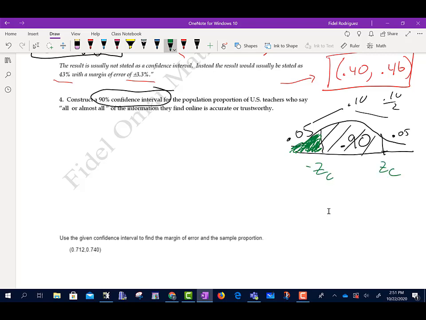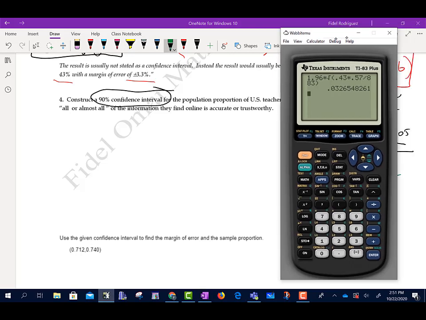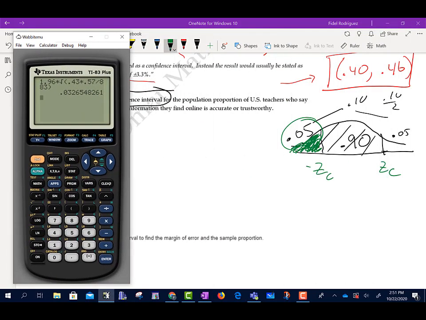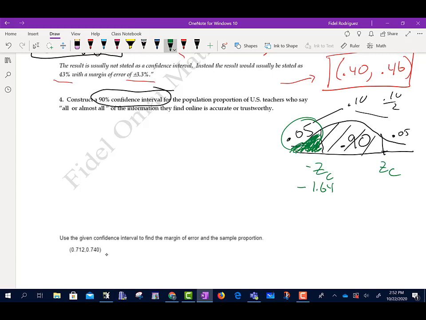So I want to find these two z-values, okay? Remember, this one's going to be negative, that one's going to be positive. And we know that the area to the left of our curve is 0.05. So let me move this over here. Let me clear this out. And I'm going to go second vars, go to inverse norm, hit enter, and type in 0.05, close that off, hit enter, and I'm coming up with negative 1.64. So this is a negative 1.64. So this one here will be a positive 1.64, okay?